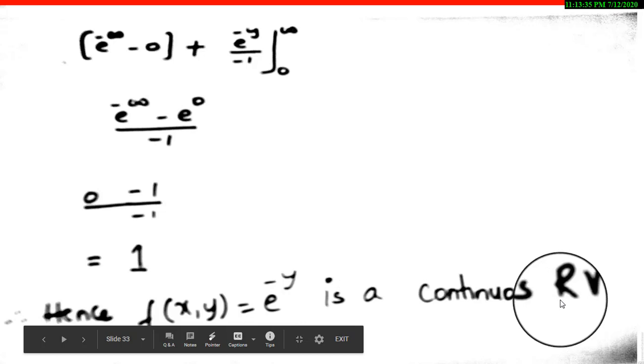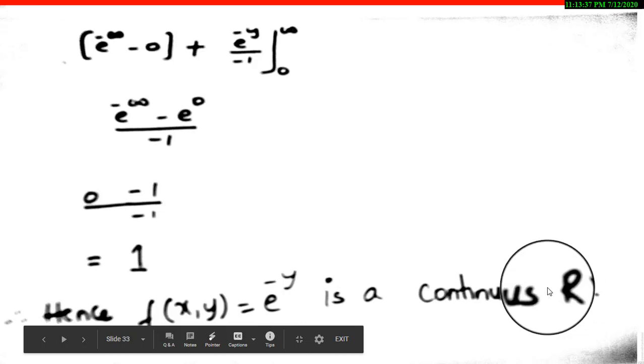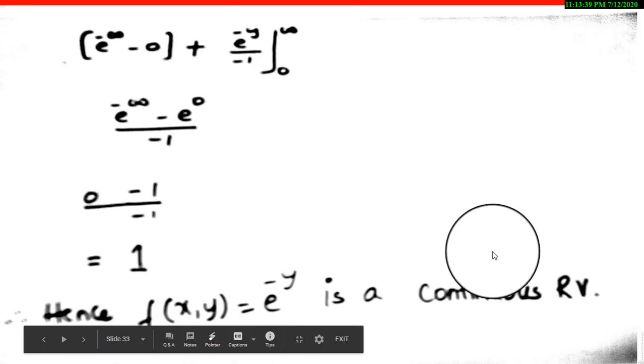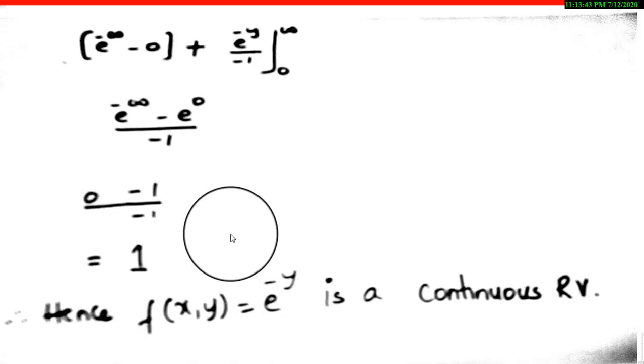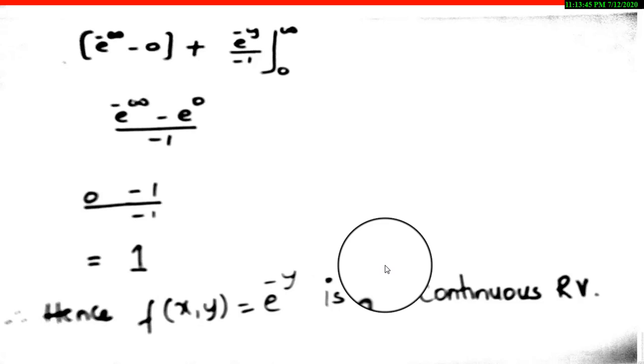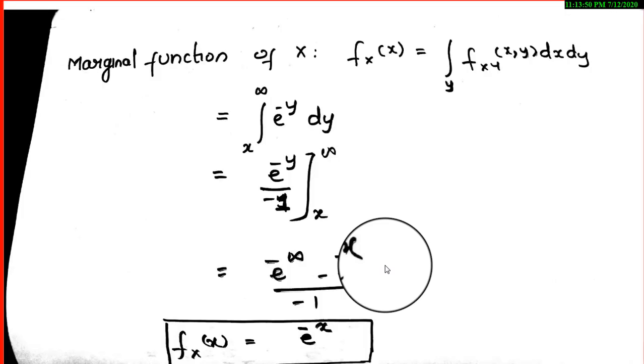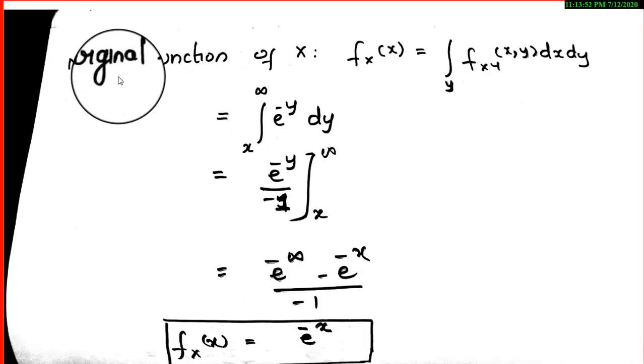Why are we saying it is a continuous random variable? Since whenever we take the integration of the function, it should fetch the answer as 1. Hence it is proved. Now the second bit says to find the marginal function of x.